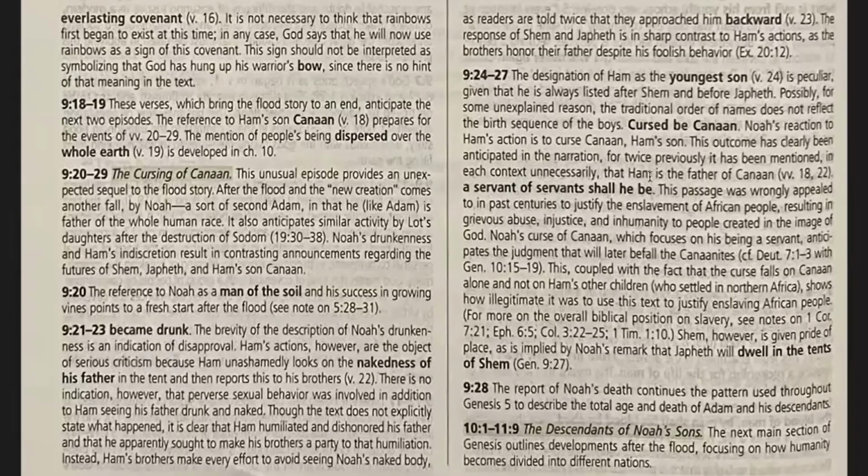A servant of servants shall he be. This passage was wrongly appealed to in past centuries to justify the enslavement of African people, resulting in grievous abuse, injustice, and inhumanity to people created in the image of God. Noah's curse of Canaan, which focuses on his being a servant, anticipates the judgment that will later befall the Canaanites. Cross-reference Deuteronomy chapter 7, verses 1 to 3, and Genesis chapter 10, verses 15 to 19.